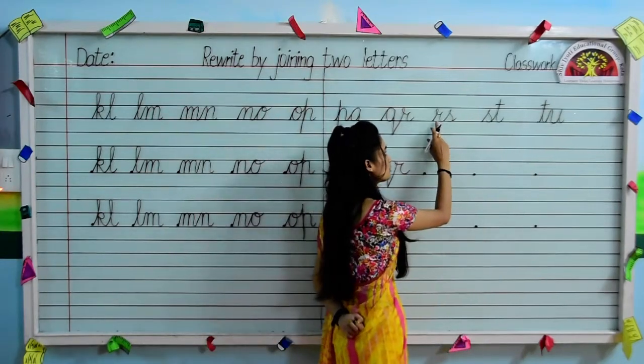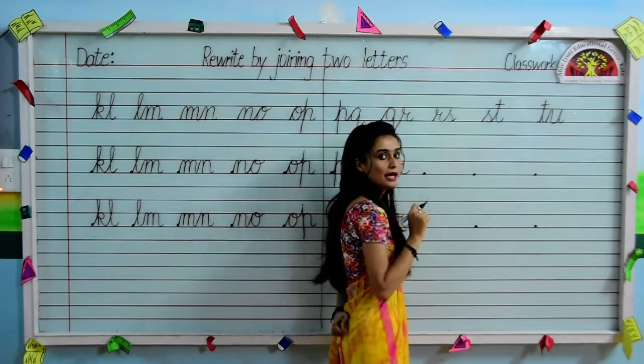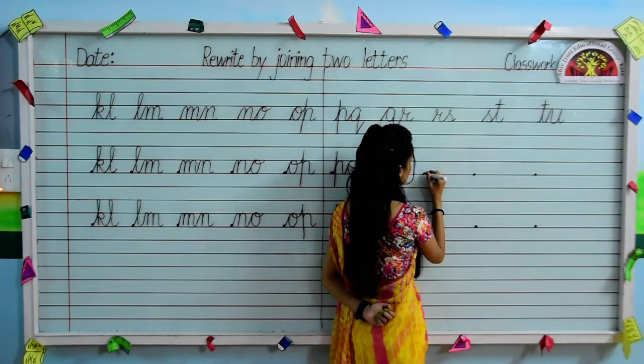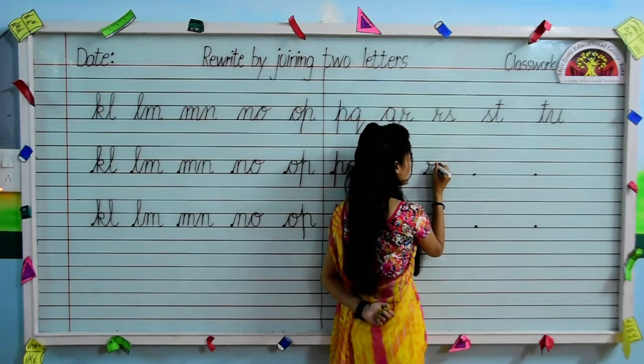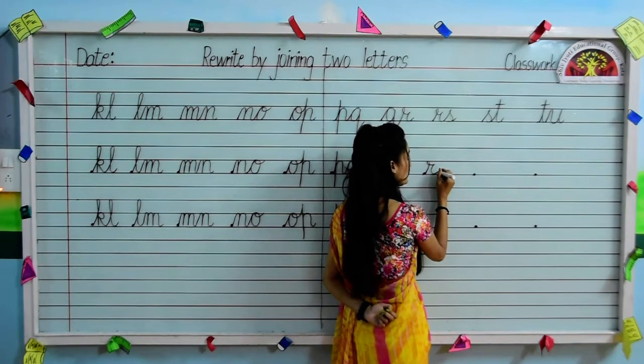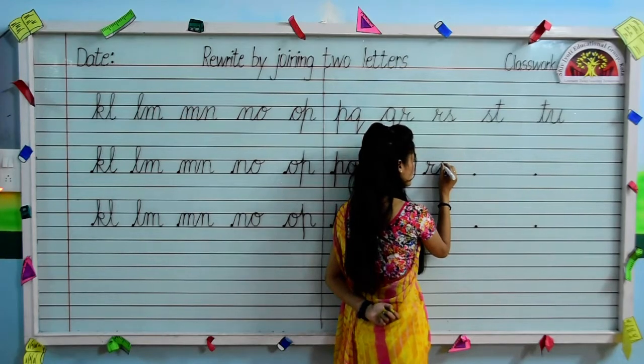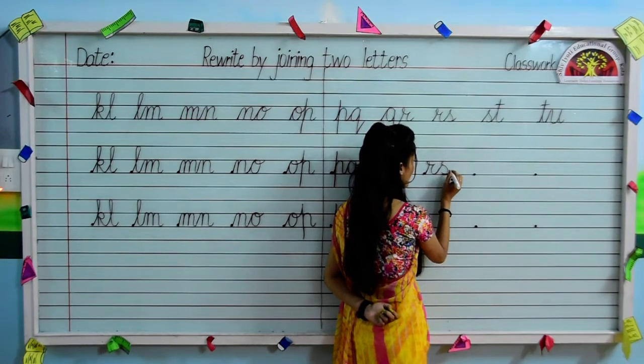Let's see how to join R and letter S. Put your pencil on the dot. Firstly, we will write small cursive letter R, slanting line, make a loop, go out, then a small curve like this. Now from the end point of letter R, we will start making letter S. Slanting line up, make a loop and a curve out like this.